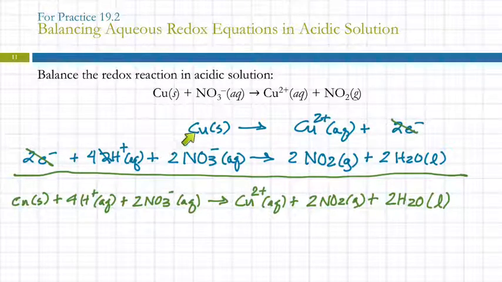Why didn't I multiply the top by anything? I had 2 electrons here. I want to get the smallest number of electrons. And I had 1 down here. So if I just multiply this one, I could get them the same. I'd rather not multiply if I don't have to.